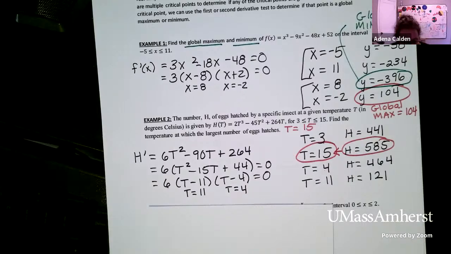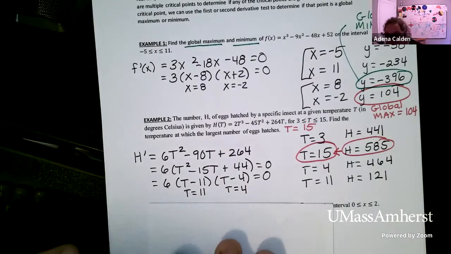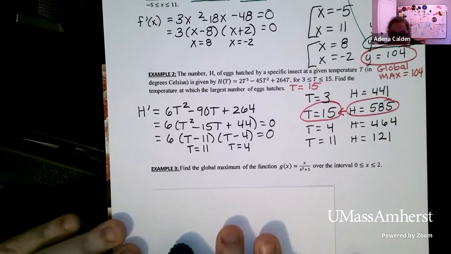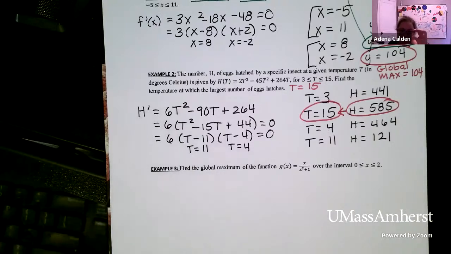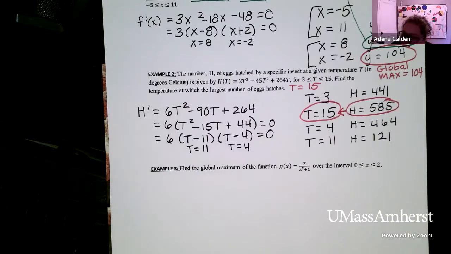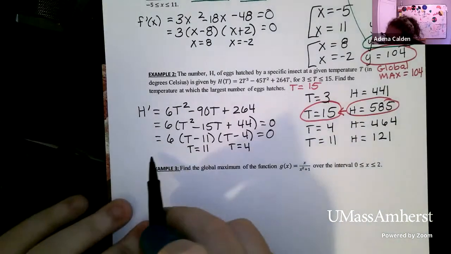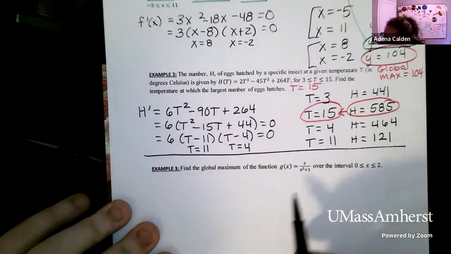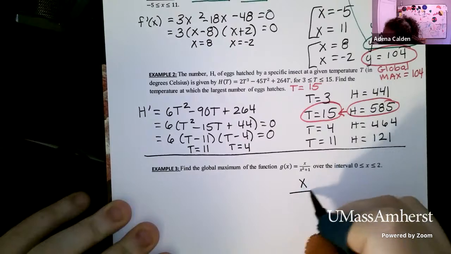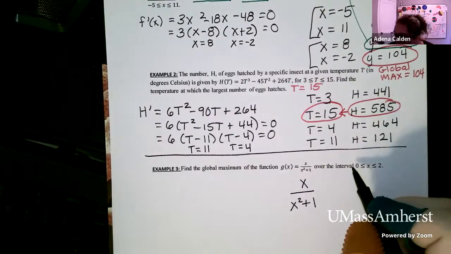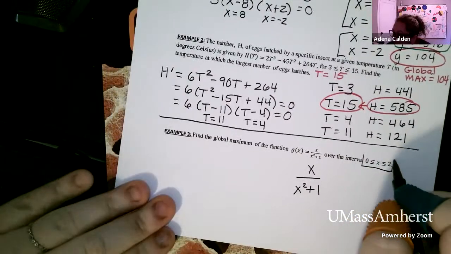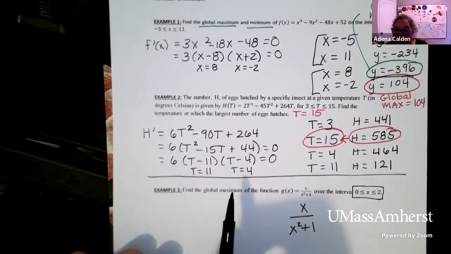Okay, so let's look at one more that's a little bit, I'm not going to say more difficult, but a little bit more, we have to be a little bit more careful on taking the derivative because for this particular function, in order to find the global maximum, we have to do a quotient rule, right? So here we have the function x over x squared plus 1, and we want to look at it over the interval 0 to 2. And we are looking for the global maximum.